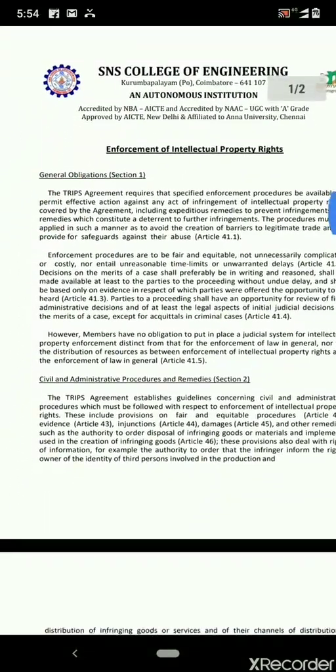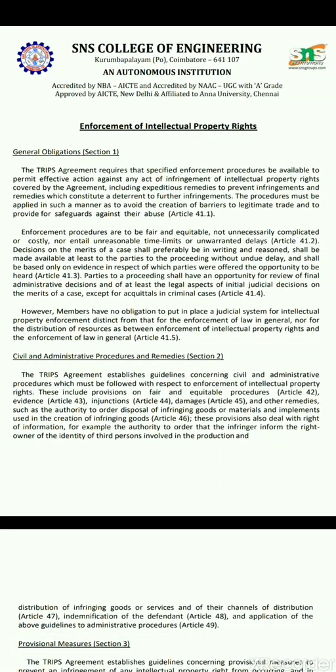These are all the various enforcement measures of intellectual property rights.